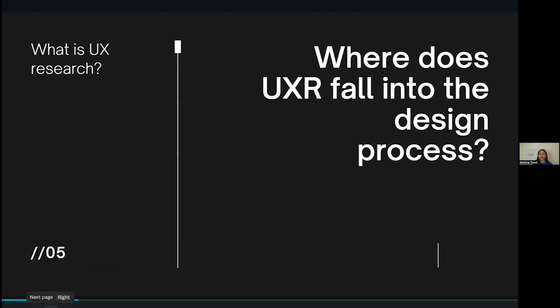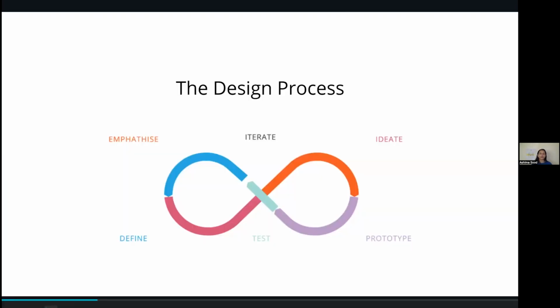Okay, so for now, let's talk about where UX research falls into the design process. Now, there's a bunch of design processes out there, but they're all about like this, right? You start with empathize, you go on to define, you ideate, you prototype, and then you test, and then it's starting all over again. So can anyone tell me in what stage you can find the research process or research methods? Where do they fall in? Anybody have any ideas or suggestions of where it falls into the process?